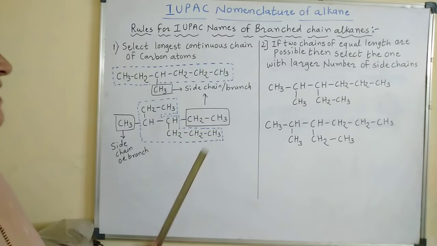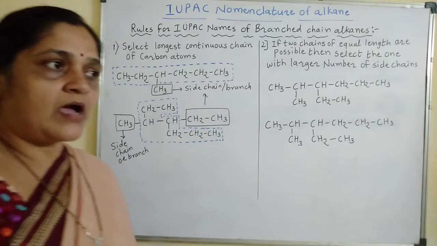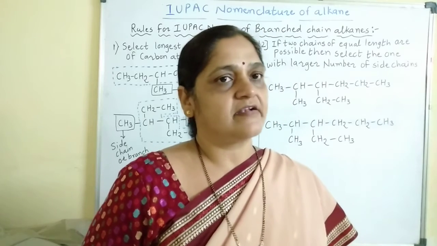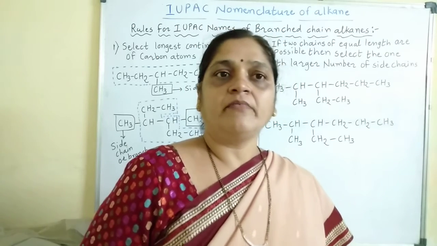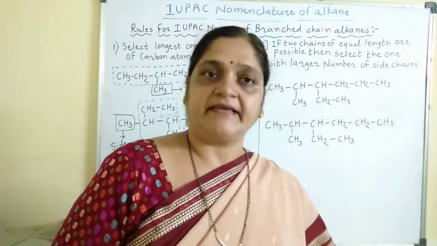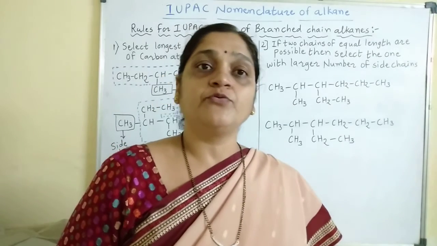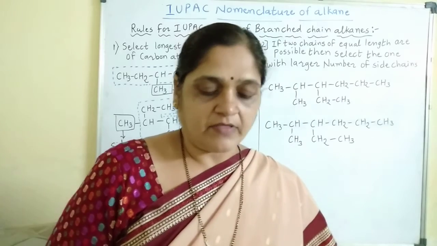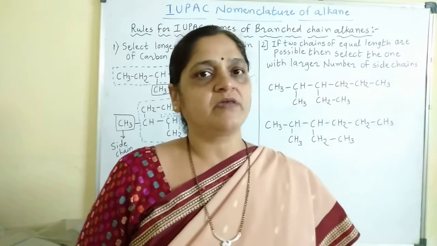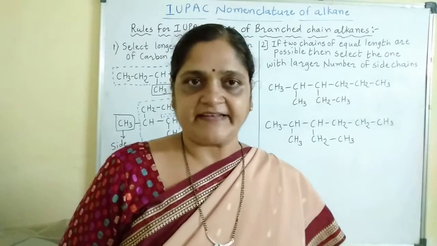Now, how to select the longest continuous chain of carbon atoms? You have to see that the maximum number of carbon atoms should be there in that longest continuous chain. It will form your parent hydrocarbon chain, from which you can find which word root you are going to apply. So for that purpose, it is compulsory to find the longest continuous chain of carbon atoms. But it is not compulsory that it should always be a straight chain.